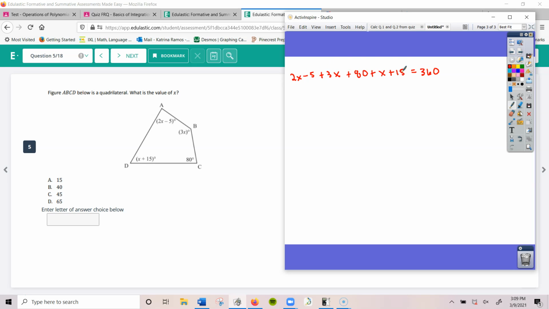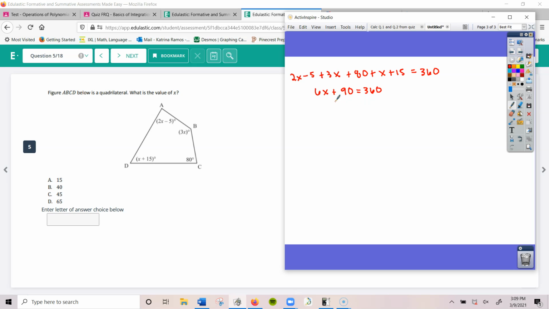So we're going to combine all the like terms on the left here. 2x plus 3x is 5x, and plus x is 6x. Then we have negative 5 plus 80, which is 75, and 75 plus 15 is 90. So plus 90. And this equals 360.